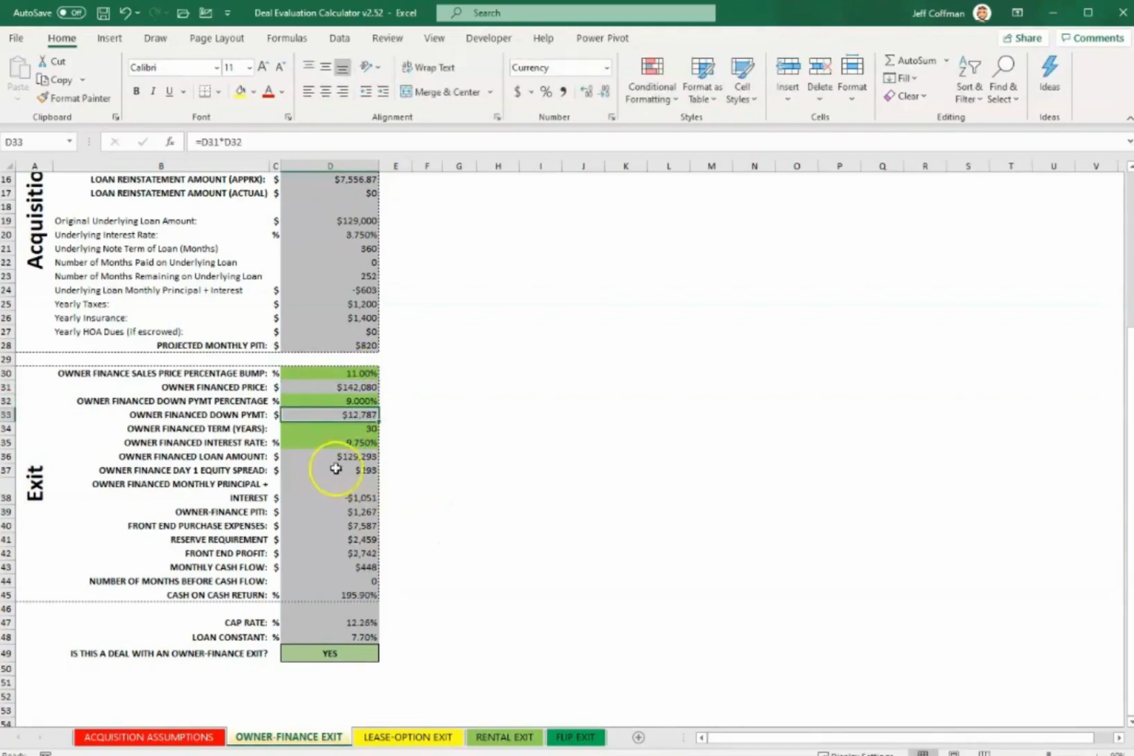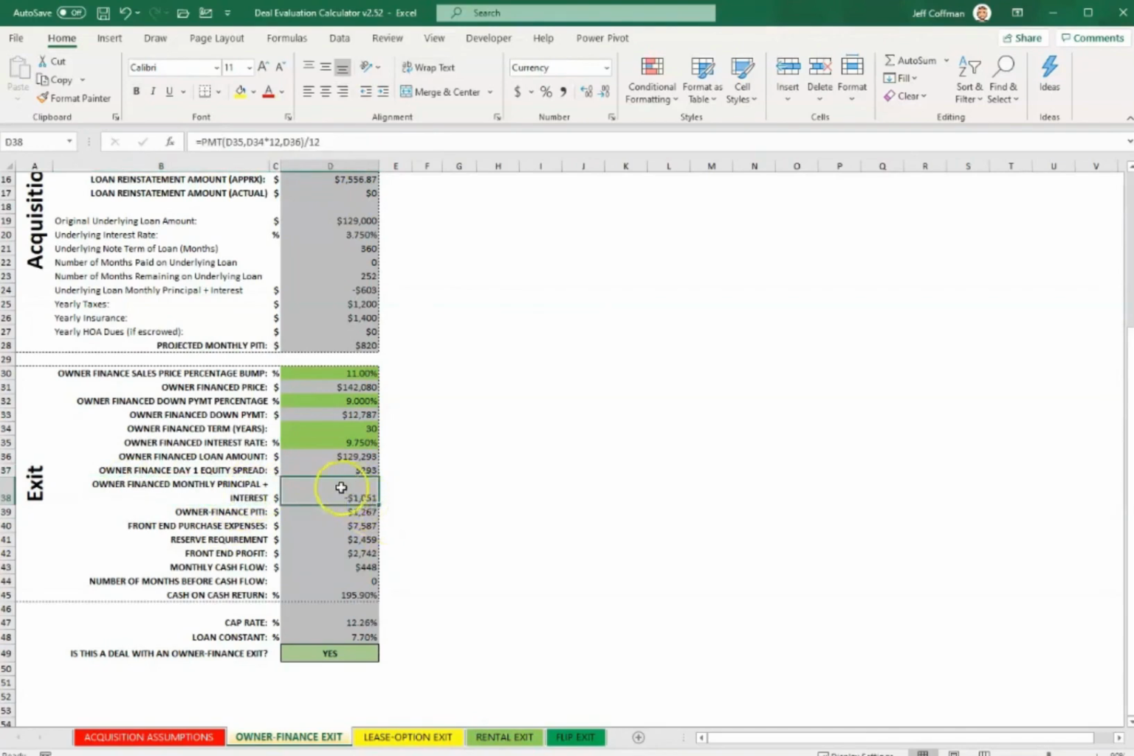And so now I don't have much of an equity spread, but I don't really care too much about the equity in this deal. I'm more concerned with the cash flow at this point. So what we can see here is the owner finance monthly principal payment. This is the principal and interest that my buyers are going to be paying. Just principal and interest only.